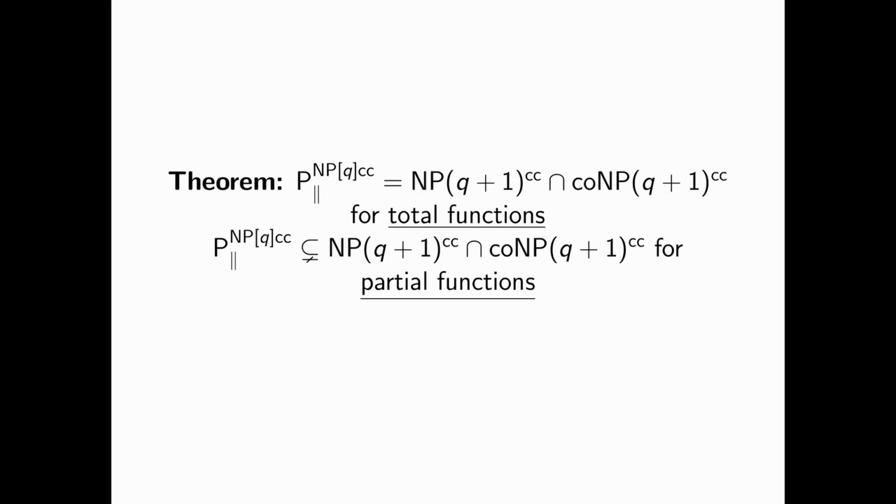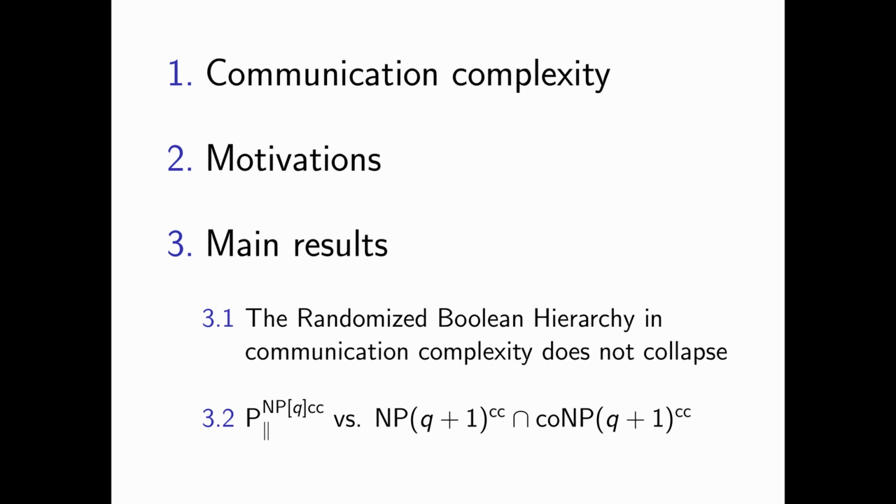Also, earlier I mentioned that we resolved an open problem concerning classes in the nondeterministic Boolean hierarchy. We also showed the same result for the randomized Boolean hierarchy. Together, these results completely resolve questions about the separations between classes in both Boolean hierarchies. For the rest of the time that I have, I'd like to talk a bit about the ideas behind the proofs in our paper.